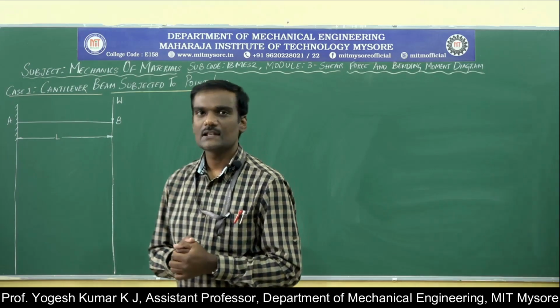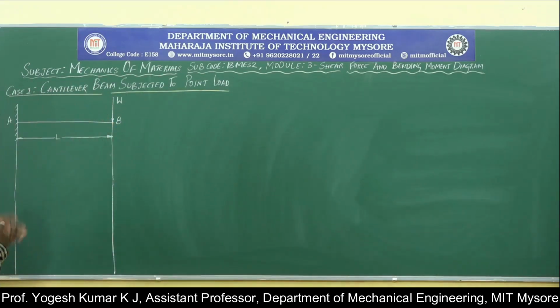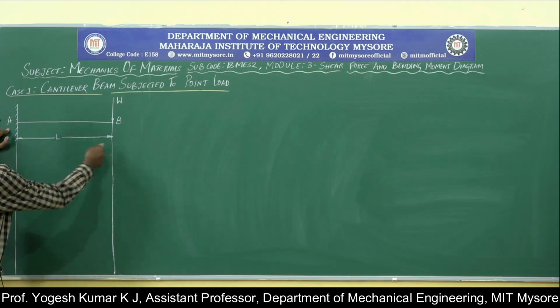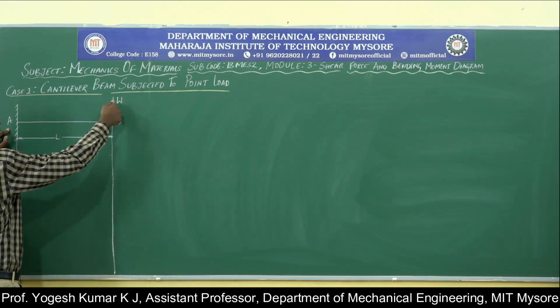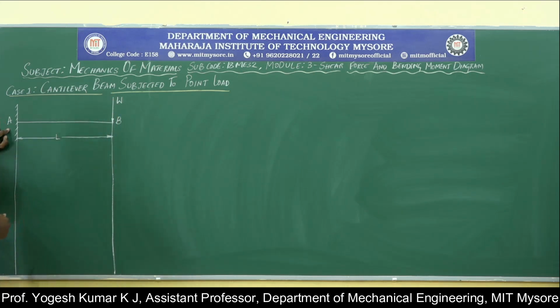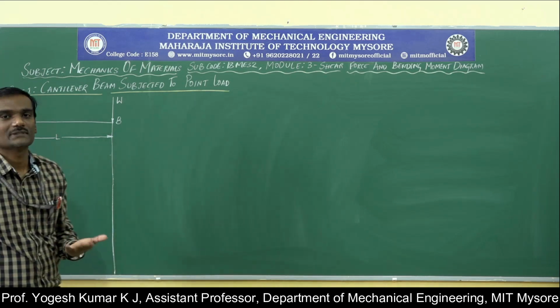We have considered a cantilevered beam. A cantilevered beam is one which is fixed at one end and free at the other end. Here I have considered a beam AB which is fixed at end A and free at end B. The length of the beam chosen is L. It is subjected to an external load, that is a point load of magnitude W at the free end. So, this is what a cantilevered beam subjected to a point load looks like.